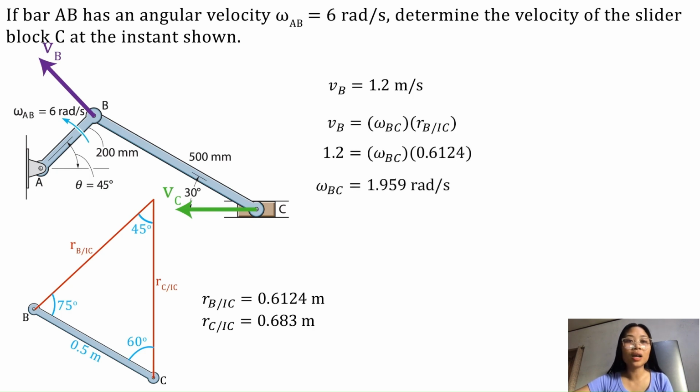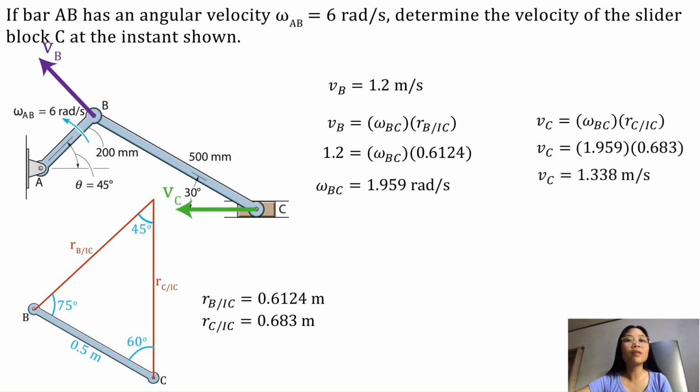To figure out the velocity of block C, we can use the same equation, this time using the other IC length and the value we just found. Solving this gives us the velocity of block C.